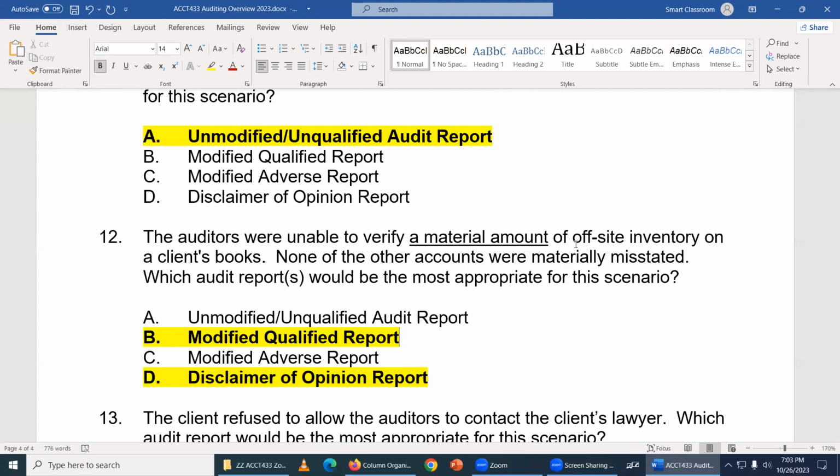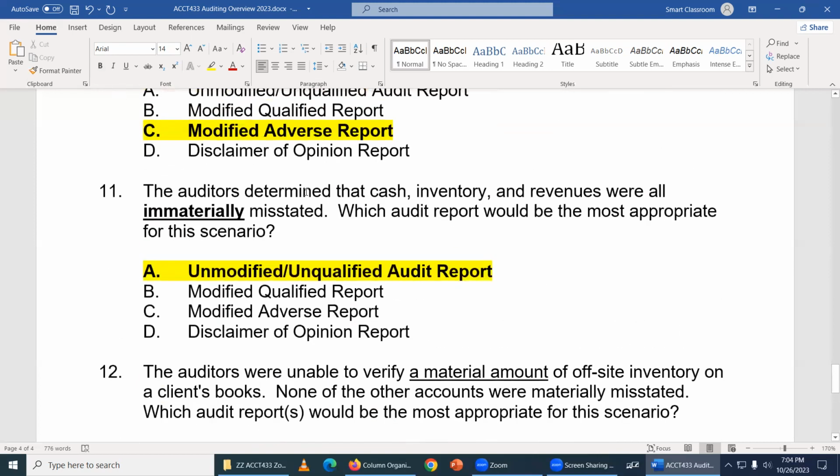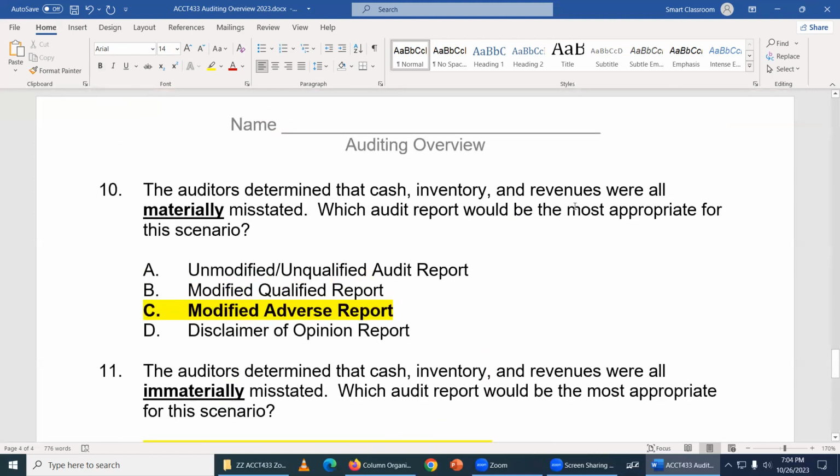So this is one where you could actually have two different choices. Basically it's a judgment call. It probably depends on how material the material amount is, but it's possible you could have more than one report for this one. And notice that this is just one account, whereas this other one was multiple accounts up here.